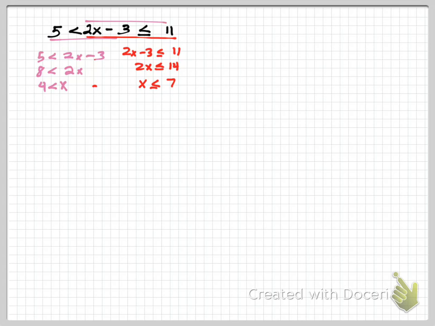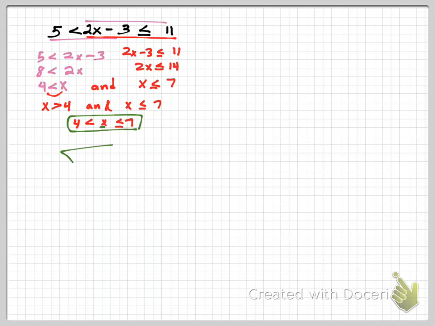It's all separated by an and. So I have numbers, and if I flip this, x is greater than 4 and less than or equal to 7. You could rewrite it as 4 is less than x is less than or equal to 7. And you should be able to graph just from this. So see how x is in between the two numbers?